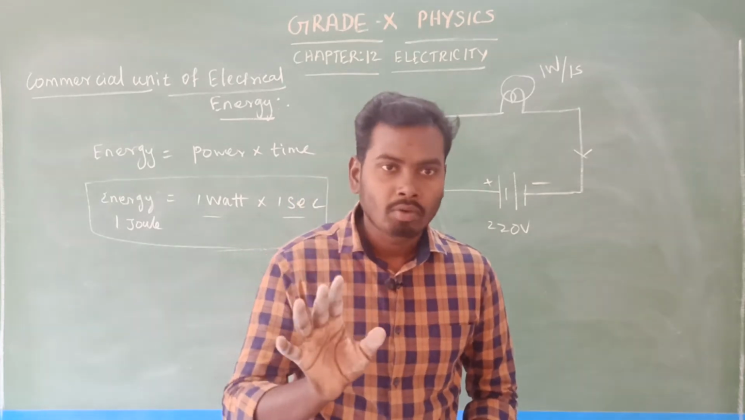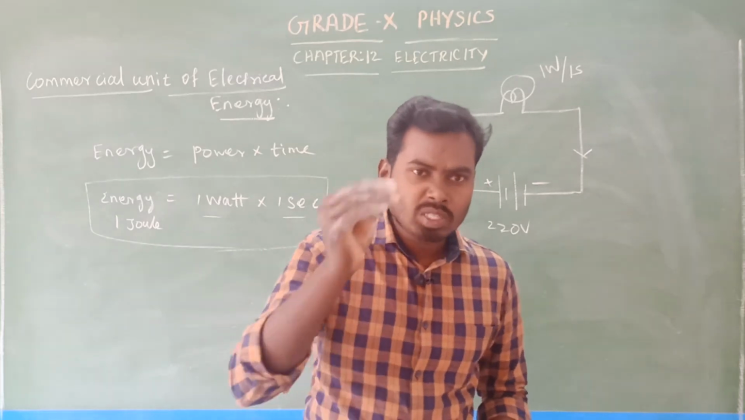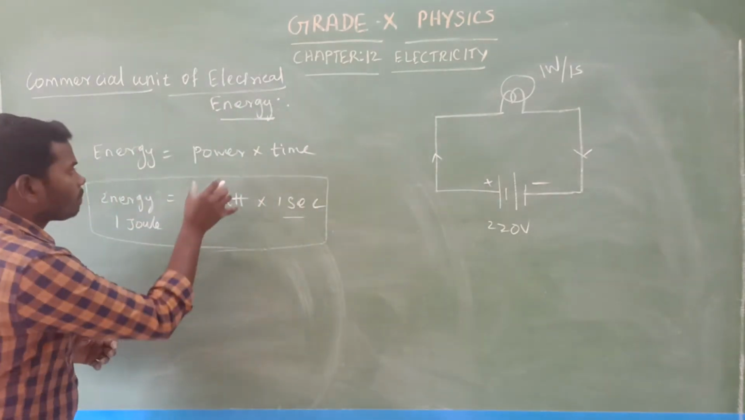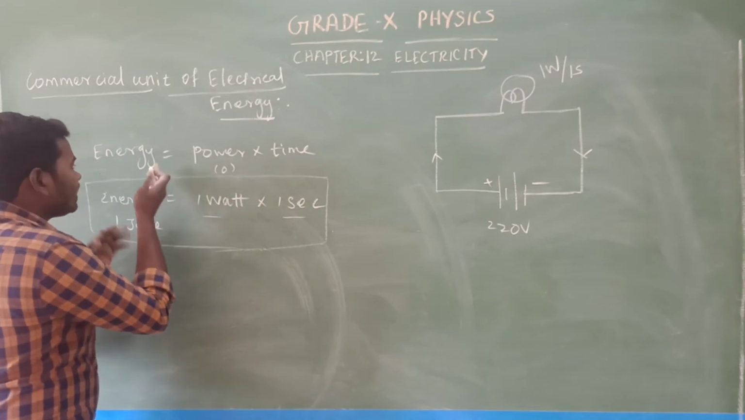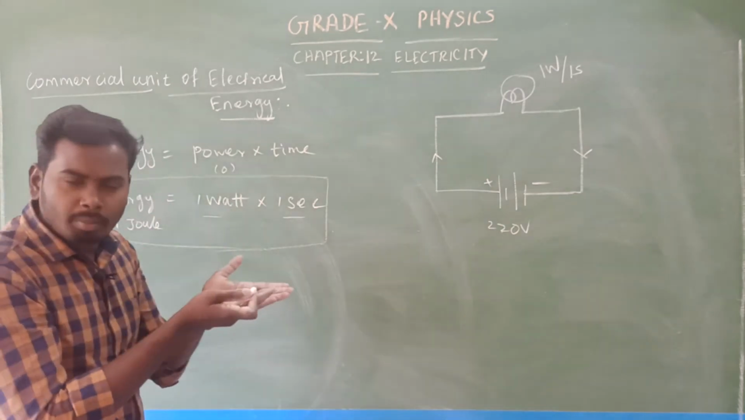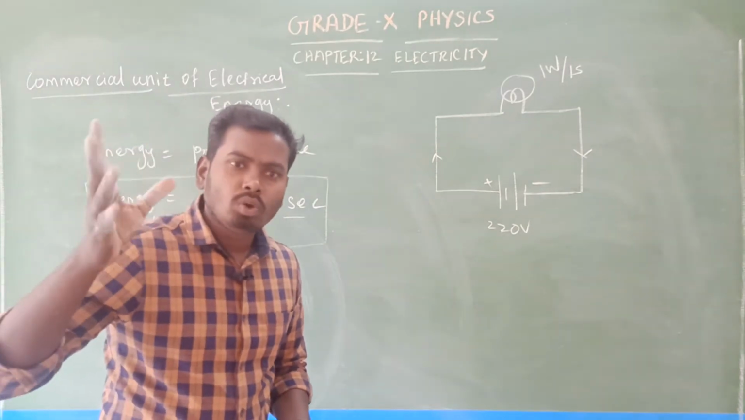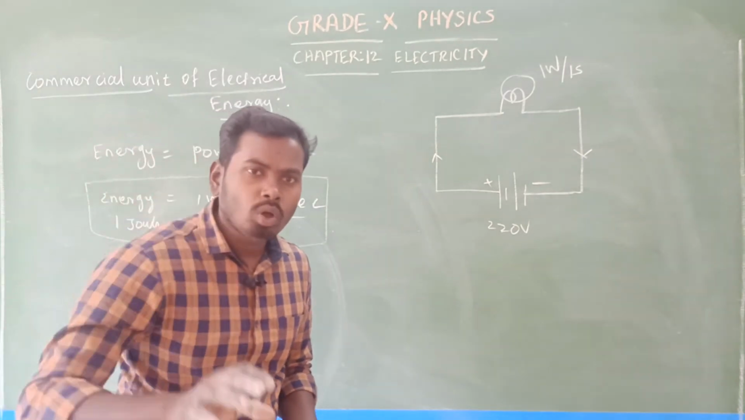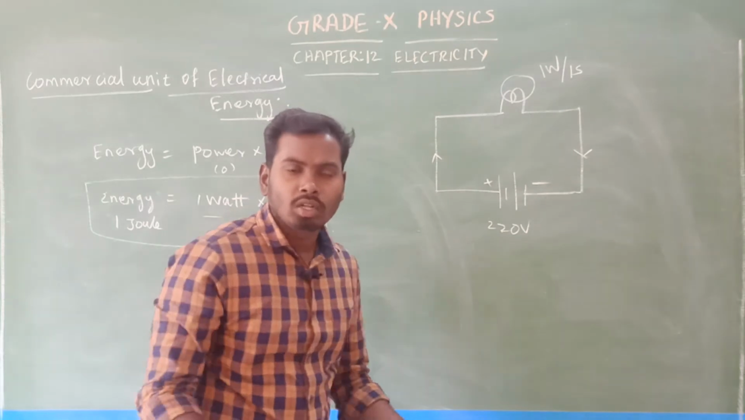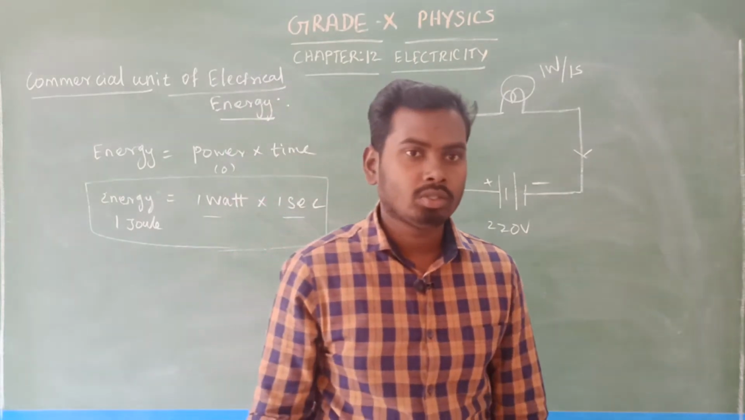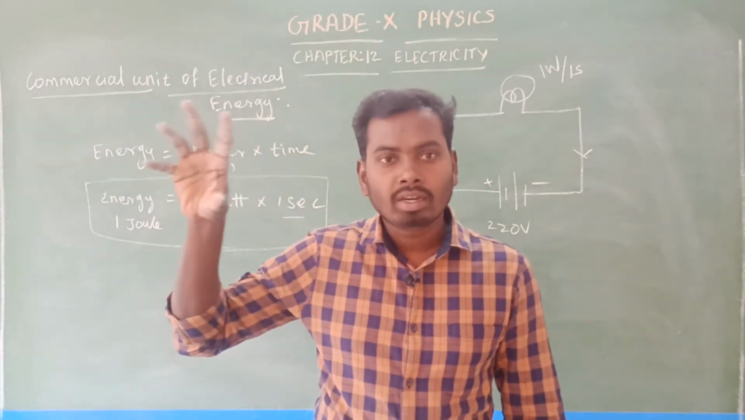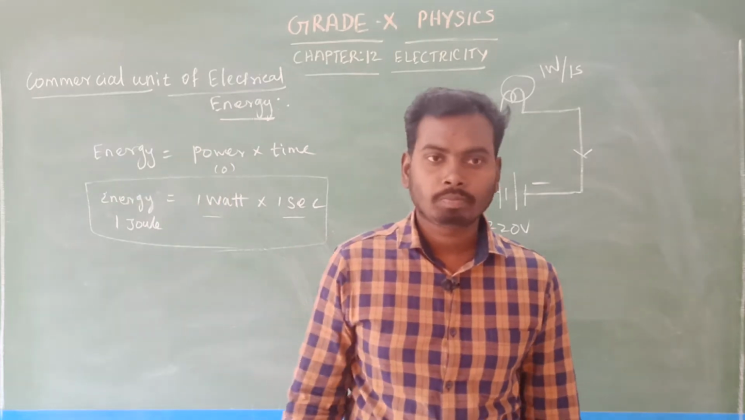If the watt, which means power, is 0, note this point: if the power is 0, then the energy consumed by the object, which means the electrical appliance, will be 0. So the bulb will not glow. Then how is it possible to have 0 watt? There is no possibility of getting a power rating of 0 watt.